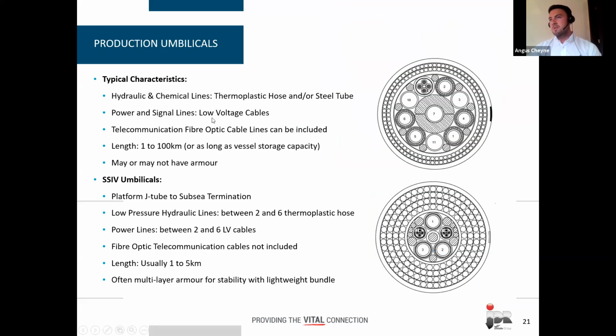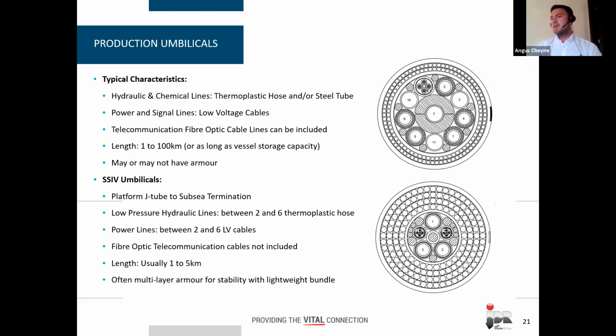So just to briefly look at some examples of production umbilicals. The production umbilicals cover a vast range. It's the overarching group for most umbilicals, so the typical characteristics are quite wide. They can include just about any sort of component. Typically, it would be hose or steel tubes combined with low voltage cables, and they may also include fiber optics for telecommunication purposes. The length can vary significantly depending on project requirements. I've stated up to about 100 kilometers here. Really, it just depends on the vessel storage capacity as to what the maximum limitation would be. And they may or may not have armor.